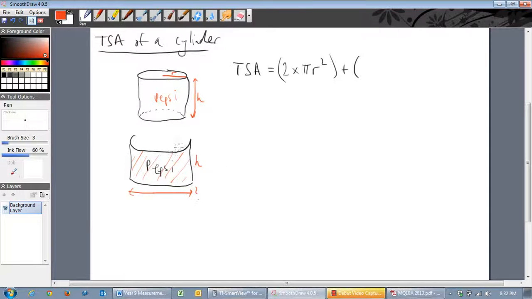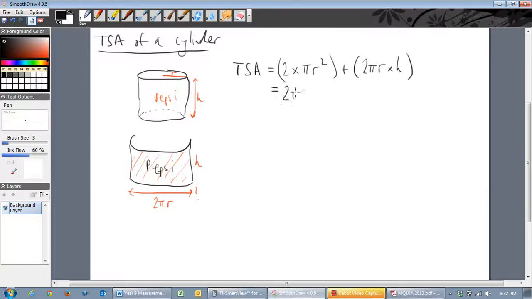Now how long is that? Well, that's really the length all the way around the circle, in other words, the circumference of the circle. So that's actually going to be 2 pi r. So the area of this rectangle is just height times the width, in other words, 2 pi r times h. And there's your total surface area of a cylinder.